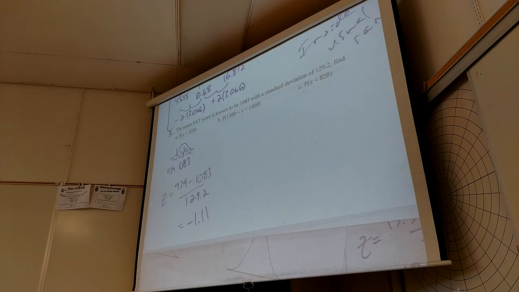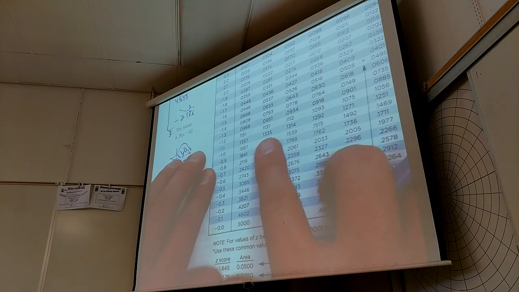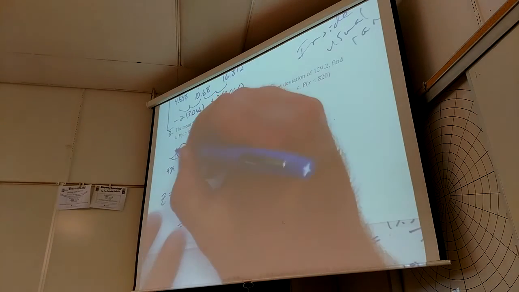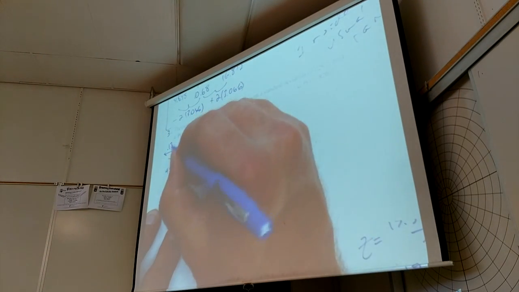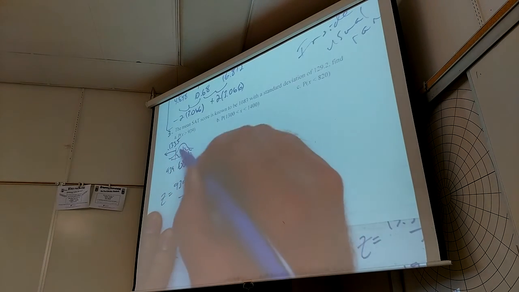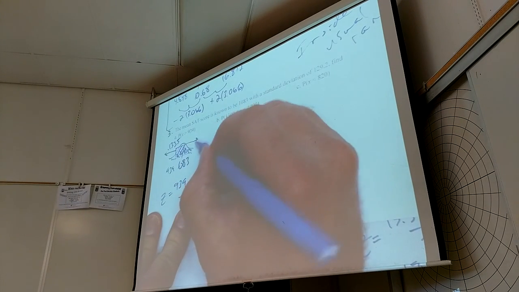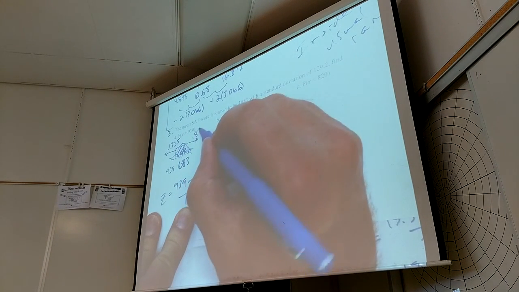So if you look up negative 1.11, will you be done? No. Negative 1.11, 0.1335. And of course, the minute you look that up, don't even think about the question. The chart can only tell you below what you just looked up. But the question wants above. So you just do 1 minus that. You get 0.8665.